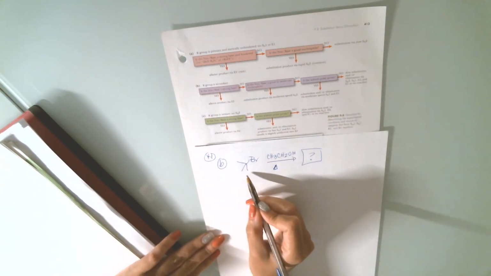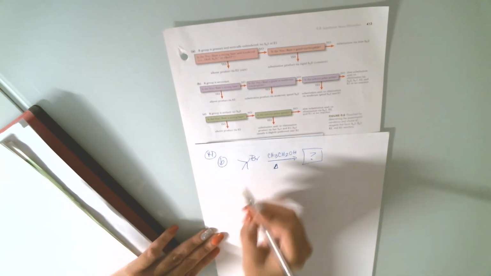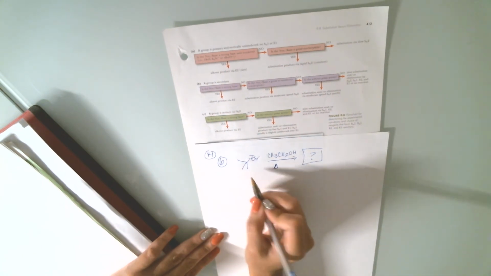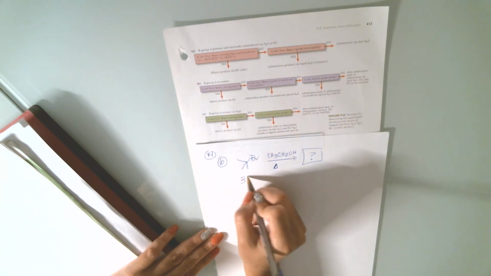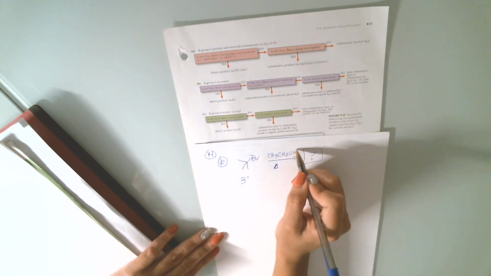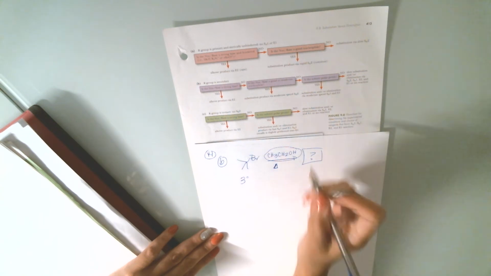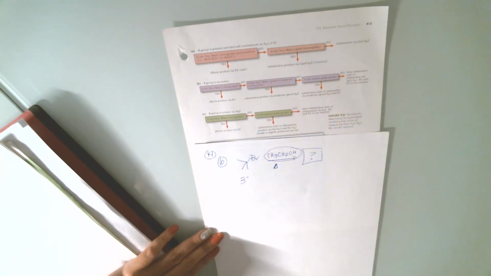Okay, so the first step that you need to do to answer these type of questions is to decide what type of haloalkane that you have. So in this example, we have a tertiary haloalkane, and then take a look at the nucleophile that you have. This is a weak nucleophile, okay, and it's also a polar protic solvent.